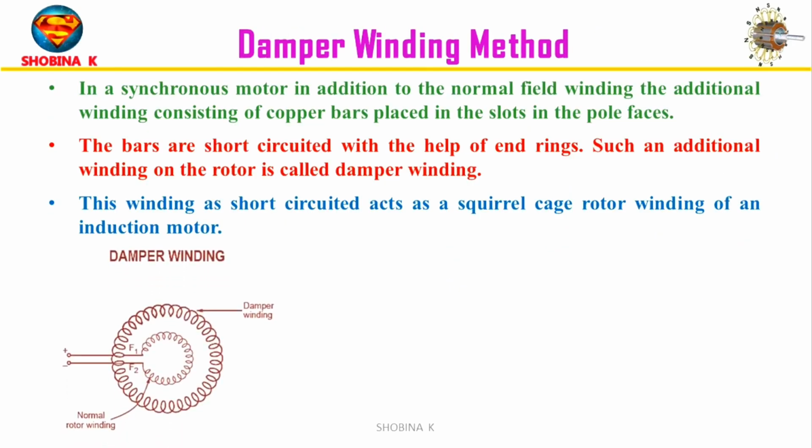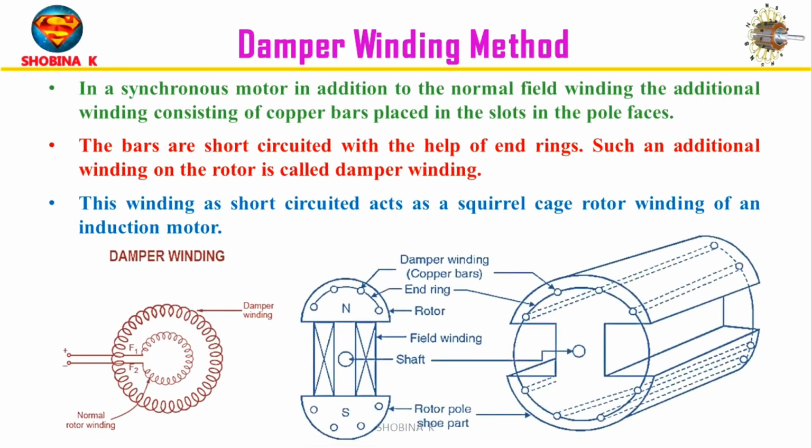Damper winding is the most widely used method to start the synchronous motor. A damper winding consists of heavy copper bars inserted in the slots of the pole faces of the rotor, as shown in the figure. These copper bars are short-circuited by end rings at both ends of the rotor. And these short-circuited bars form a squirrel cage winding.